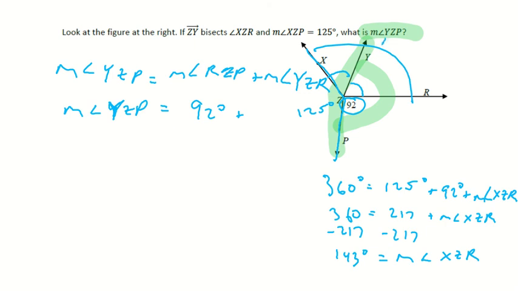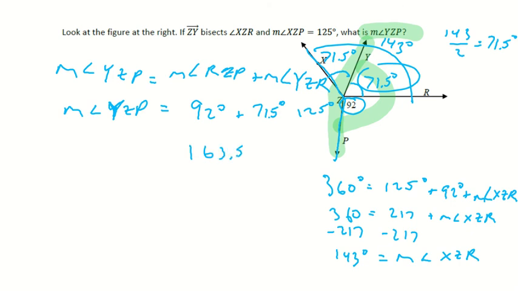So this whole angle is 143 degrees, and it was bisected. Again, 143 divided by 2 is 71.5 degrees. So each of these is 71.5 degrees. Now, I know angle YZR, which we were looking for in this original problem, is 71.5 degrees. So I can add that to the 92 and get 163.5 degrees for the total angle that's highlighted green, the measure of angle YZP.